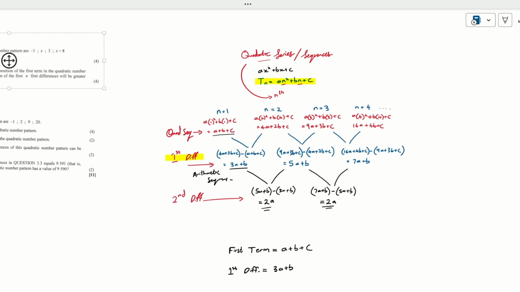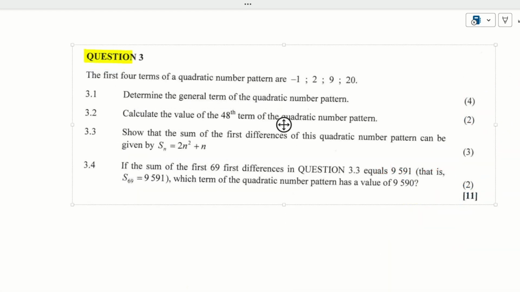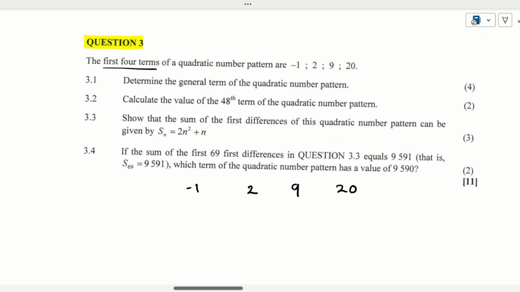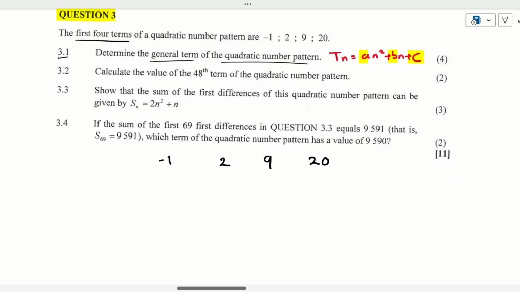Now that we have accumulated this knowledge, let us use it to solve question 3. We will first work through this fundamental question. The first four terms of a quadratic number pattern are -1, 2, 9, and 20. 3.1 wants us to determine the general term of the quadratic number pattern. We know the general formula is Tn equal to an squared plus bn plus c. We need to determine a, b, and c.